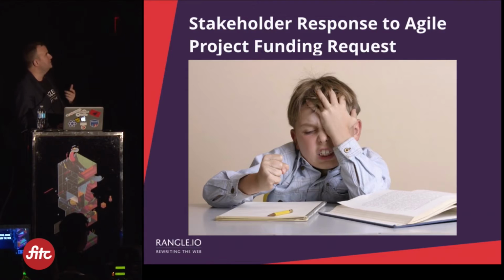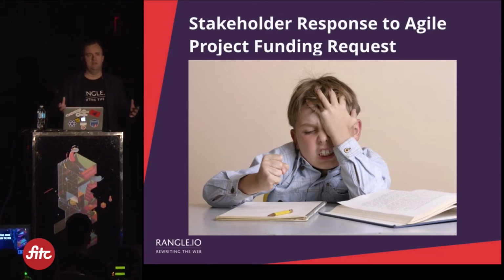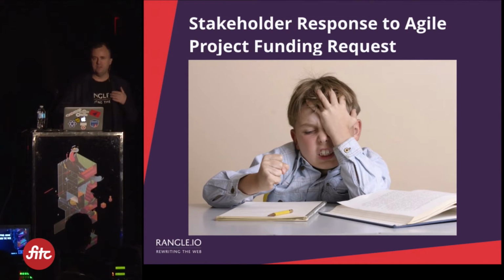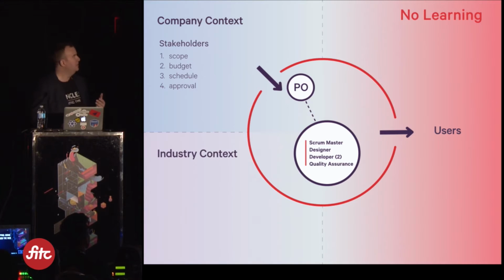So this is your typical stakeholder response to an Agile project funding request. It's like, you want me to give you all this money, and you're not going to tell me what I'm going to get, when I'm going to get it, you're not going to give me any guarantees, there's just no knowledge, there's no interaction, there's no conversation. And so what happens is we shift into this model where the stakeholder, in his need for scope, budget, schedule, and approval, is going to ask for that from the product owner. That's going to be delivered back, and that becomes the overriding context.